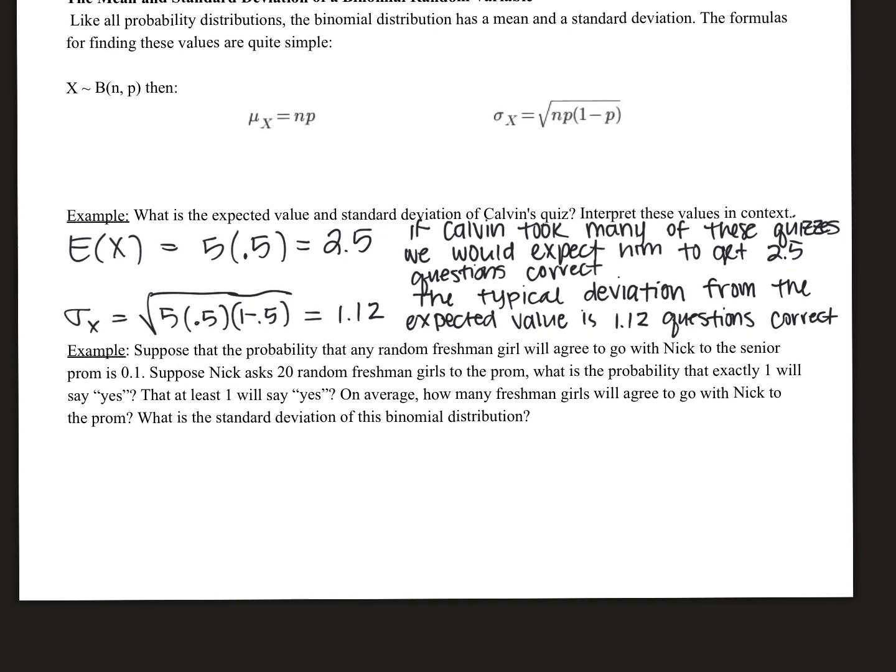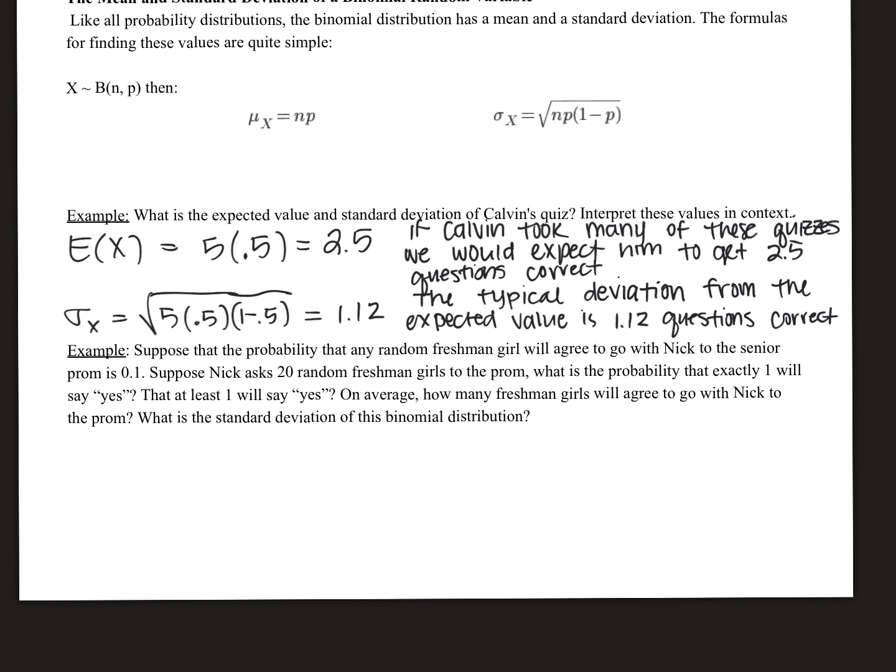So looking at a new example now, suppose that the probability that any random freshman girl will agree to go with Nick to the senior prom is 0.1. Suppose Nick asks 20 random freshman girls to the prom. What is the probability that exactly one will say yes, that at least one will say yes? On average, how many freshman girls will agree to go with Nick to the prom? What is the standard deviation of this binomial distribution?